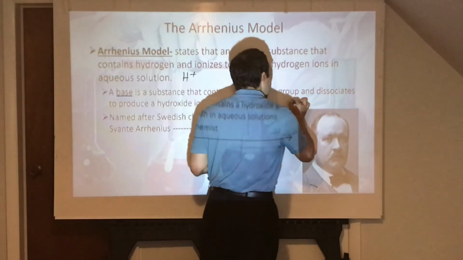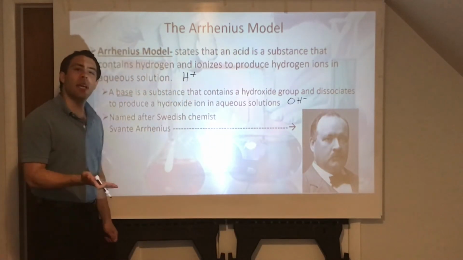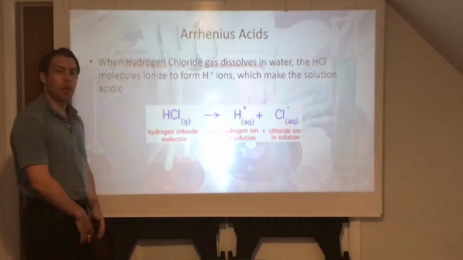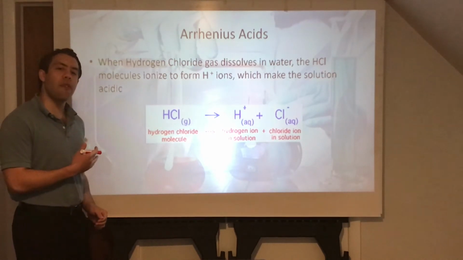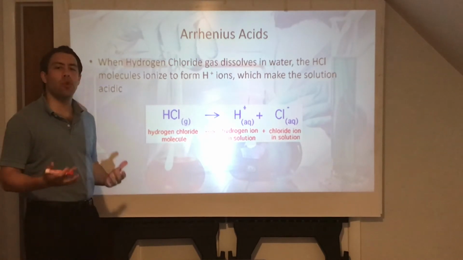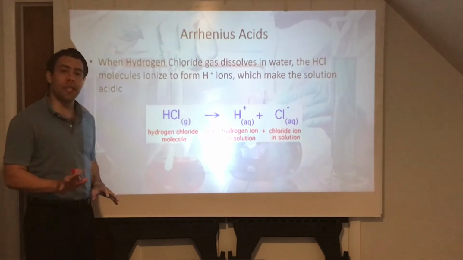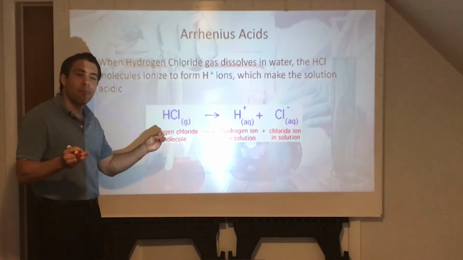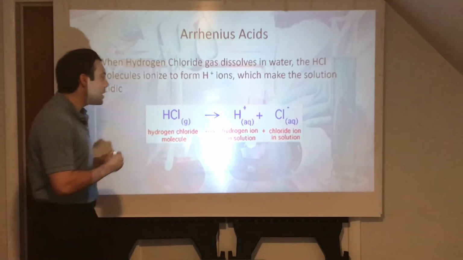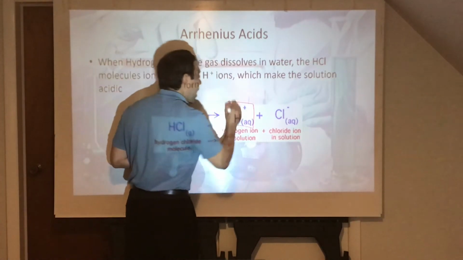So it dissociates into OH minus ions. Let's take a look at some examples. One example of an Arrhenius acid, and the first acid on chemistry reference table K, is hydrochloric acid. Now first, hydrogen chloride starts off as a gas. When it's dissolved in water, it dissociates, it breaks apart, and ionizes into H plus and Cl minus ions.